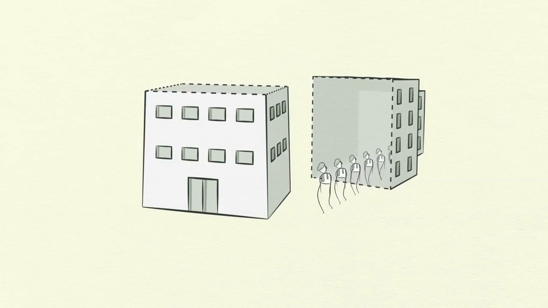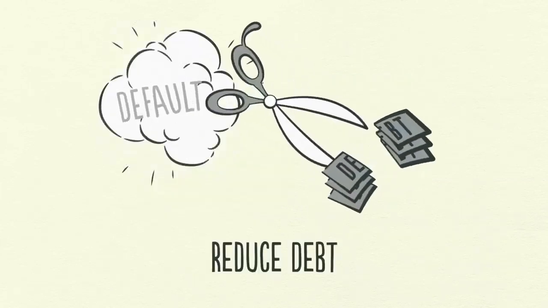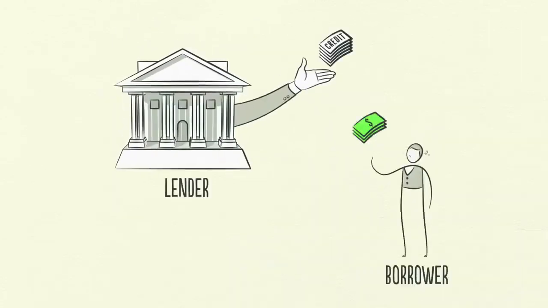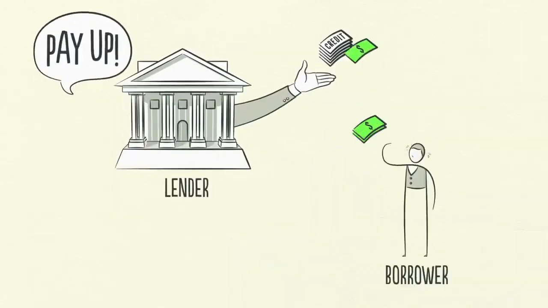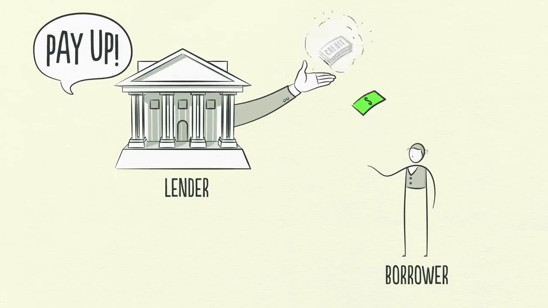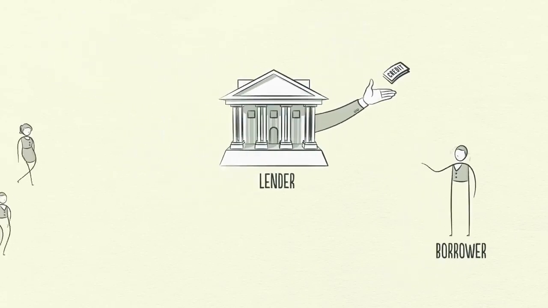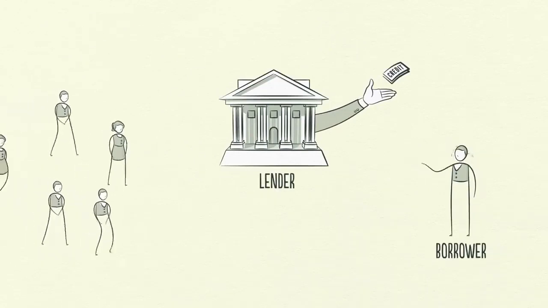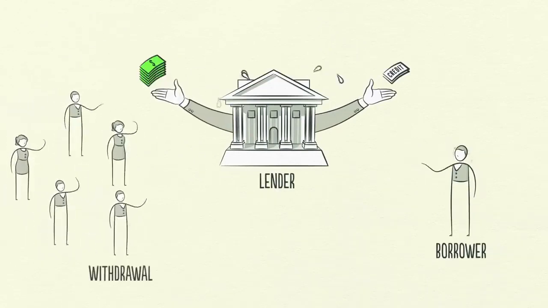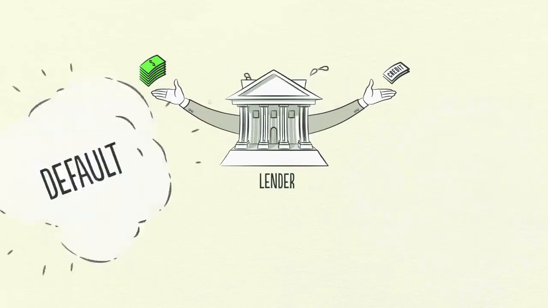This leads to the next step. Debts must be reduced. Many borrowers find themselves unable to repay their loans, and a borrower's debts are a lender's assets. When a borrower doesn't repay the bank, people get nervous that the bank won't be able to repay them, so they rush to withdraw their money from the bank. Banks get squeezed, and people, businesses, and banks default on their debts.